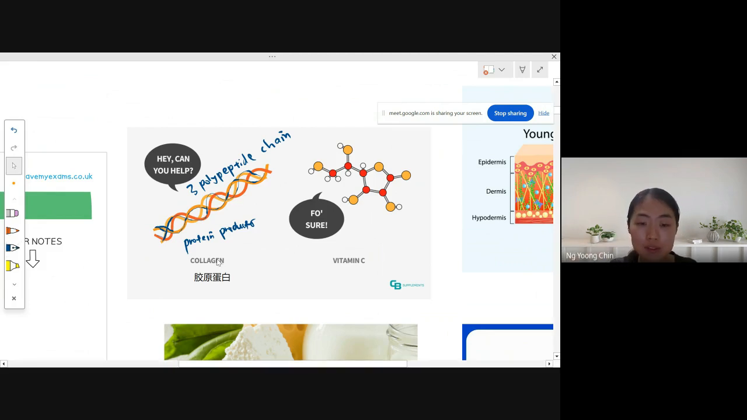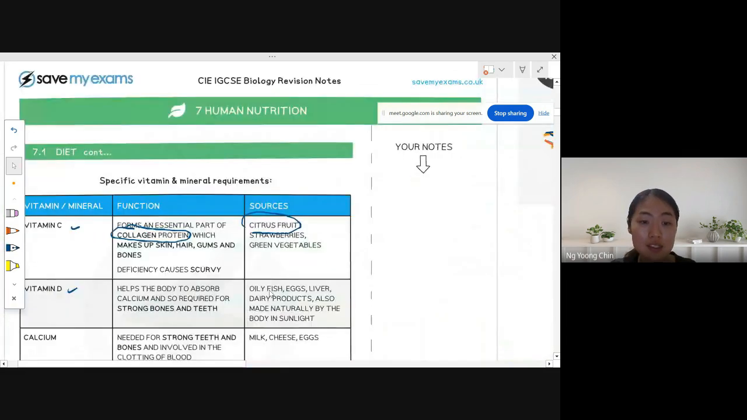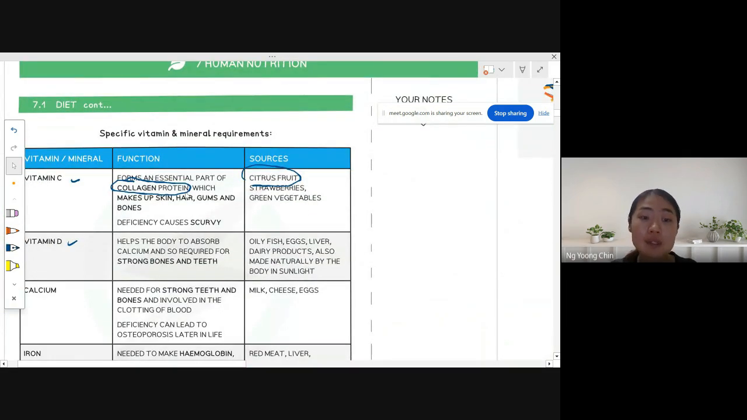One of the components of collagen is actually made from vitamin C. So vitamin C is a component that helps to make collagen proteins. Collagen proteins help to make the skin, hair, gums, and bones. It's a kind of structural protein. We know them as structural proteins.